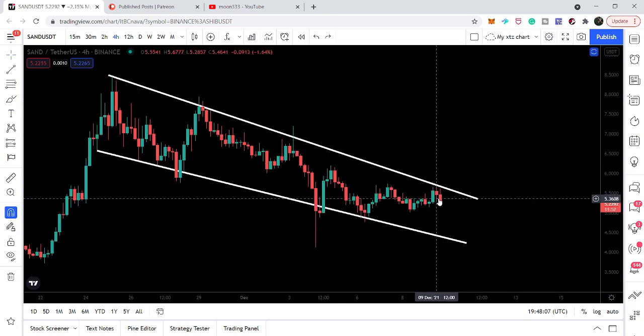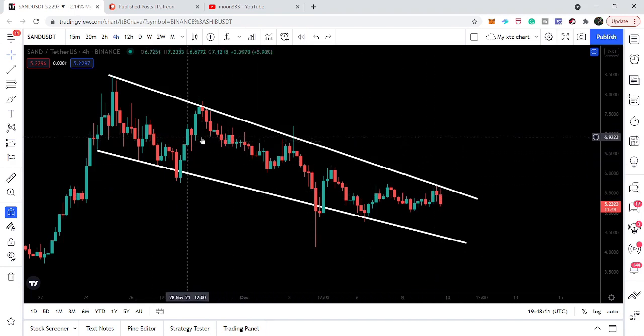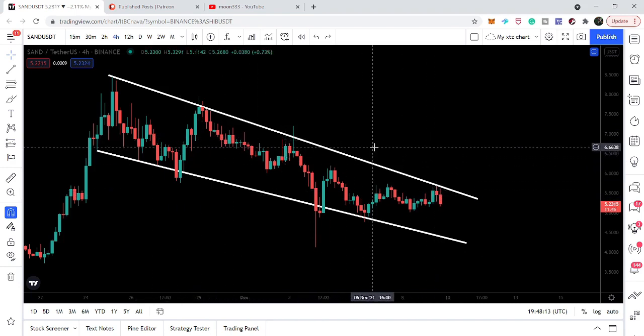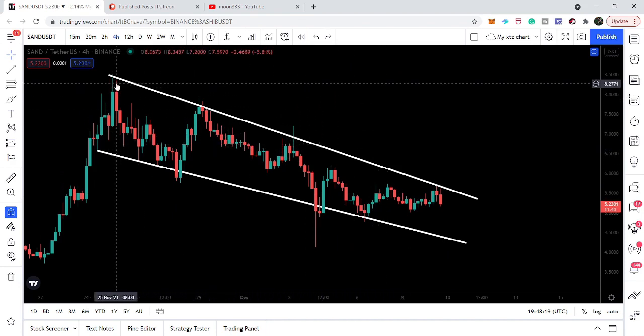Now in case of breakout, our first target can be here, because this is our first resistance, and that will be approximately at $6.60, and our final target can be here at the tail of this falling wedge. That will be approximately at $8.30. So this was the update so far.